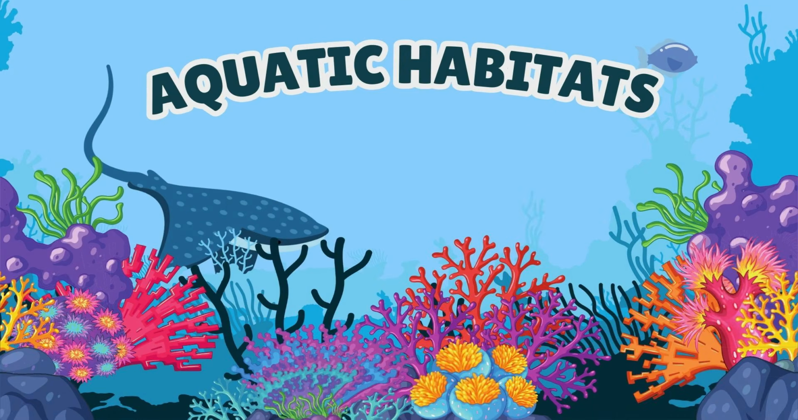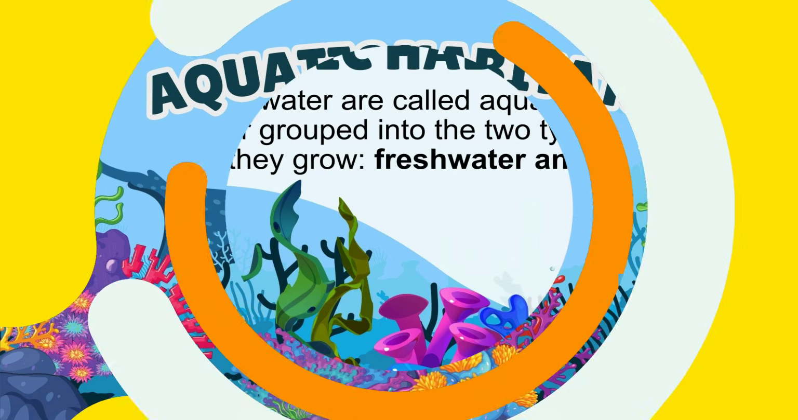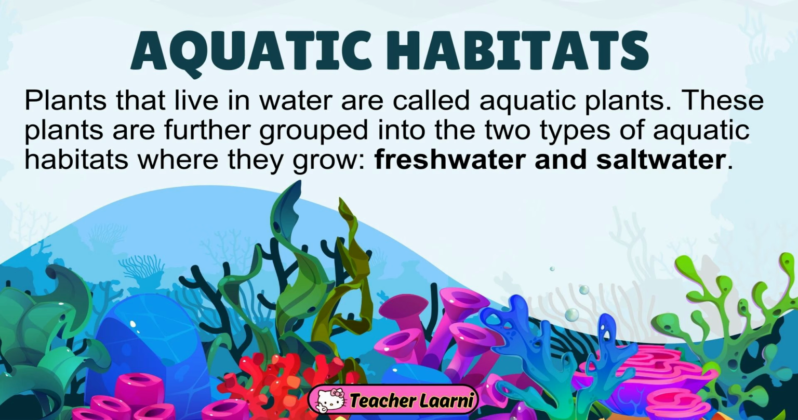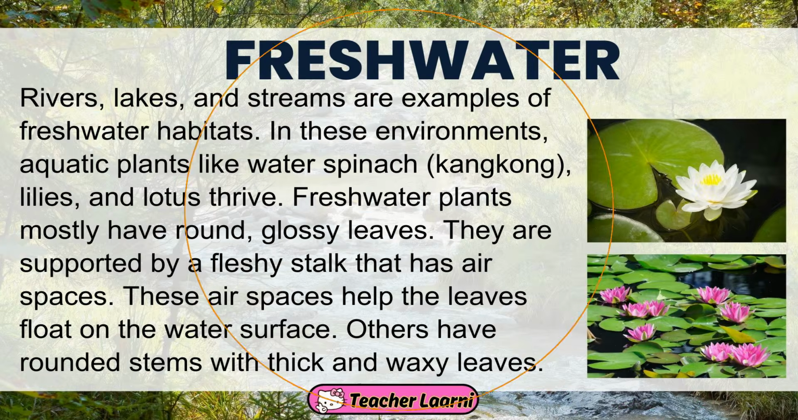The second kind of plant habitat is the aquatic habitat. Plants that live in water are called aquatic plants. These plants are further grouped into the two types of aquatic habitats where they grow: freshwater and saltwater. Rivers, lakes, and streams are examples of freshwater habitats. In these environments, aquatic plants like water spinach, kangkong, lilies, and lotus thrive.